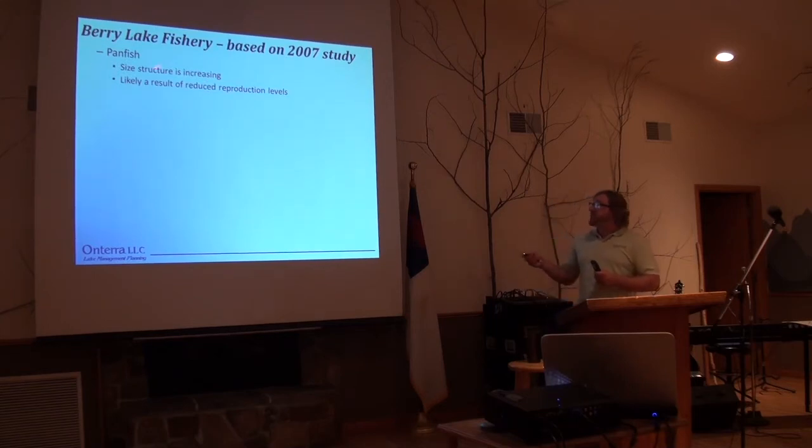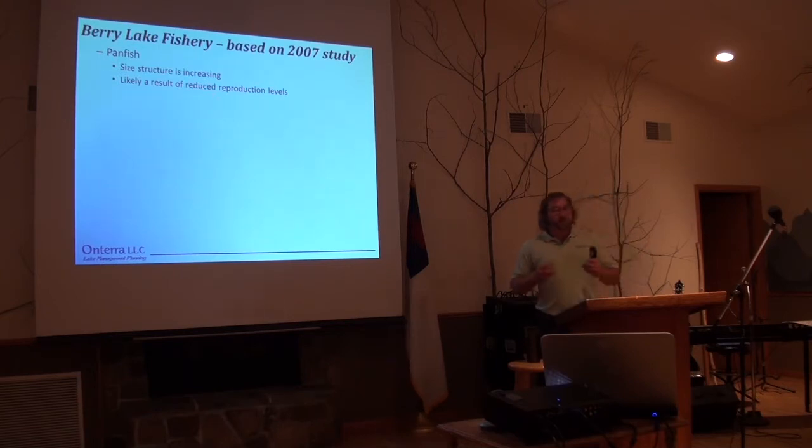Panfish. The size structure is increasing. You're getting bigger panfish. This was as of 2007, remember, too. Likely result of reduced reproduction levels. What does that mean? That if you have less bluegills in the lake, they're going to be bigger. If you have a lot of bluegills in a lake, they're going to be smaller, because there's only so much stuff in your lake that can make a bluegill. The pie is only so big. Do you want to cut it up in a lot of little pieces or less big pieces? That's what fisheries science pretty much boils down to.